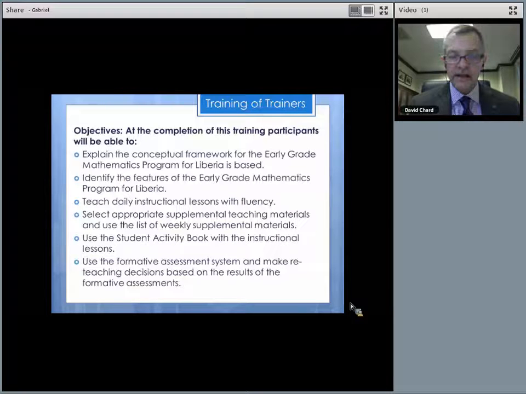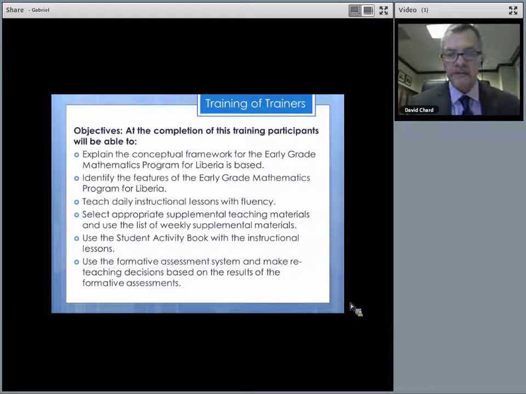And then in particular, I think a fairly complex idea for many of the teachers in the Liberian context is to understand the formative assessment system and how to use that to make decisions about modifying instruction. So that was sort of the framework for the training that we did in August. And it was a 3-day training. So next slide. I just wanted to give you a sense of how we broke out those days.